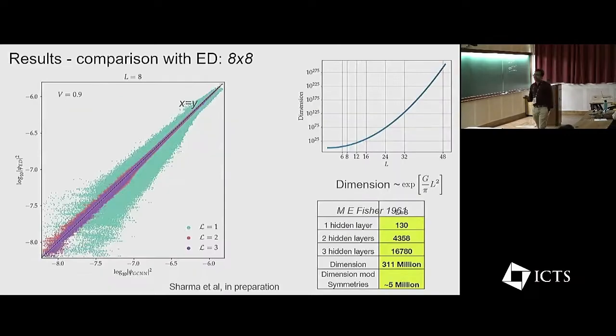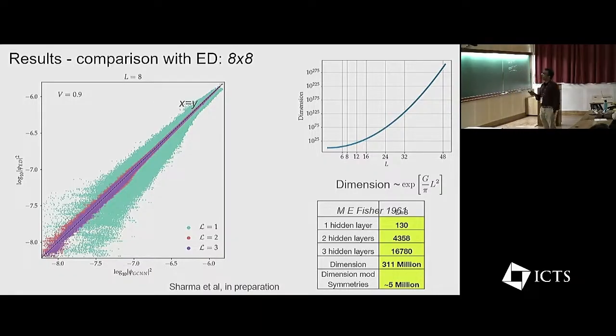And this is an advertisement of the result. This is a comparison with ED for an 8x8 system. The diagonal line shows the x equal to y line. The y-axis is the log of the coefficient of the ground state using ED, and the x-axis is the log of the coefficient of the ground state obtained by the convolutional neural network. The green, red, and magenta lines show 1-layer, 2-layer, and 3-layer neural networks. And as you can see, with 2 layers, you almost get the identical x equal to y line.